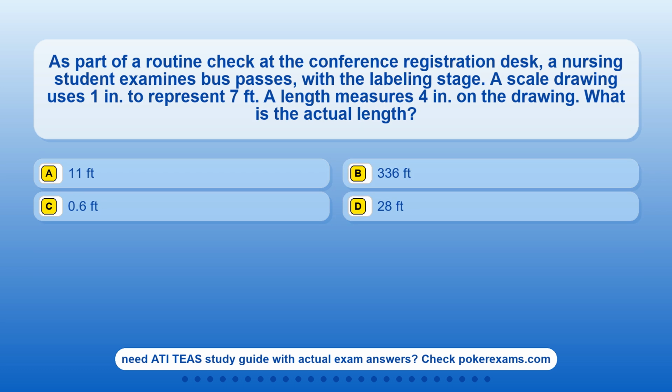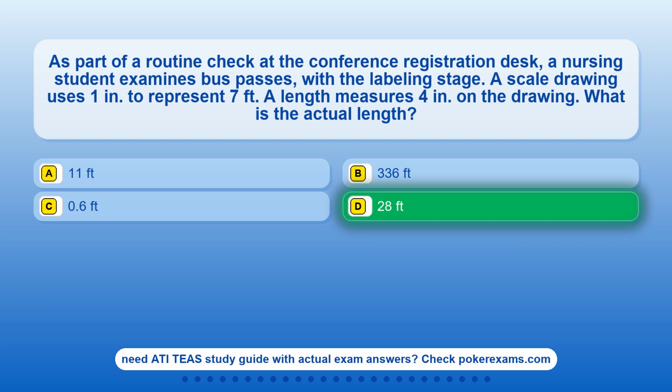As part of a routine check at the conference registration desk, a nursing student examines bus passes, with the labeling stage. A scale drawing uses 1 inch to represent 7 feet. A length measures 4 inches on the drawing. What is the actual length? Option A, 11 feet. Option B, 336 feet. Option C is 0.6 feet. Option D, 28 feet. The correct answer is option D, 28 feet.